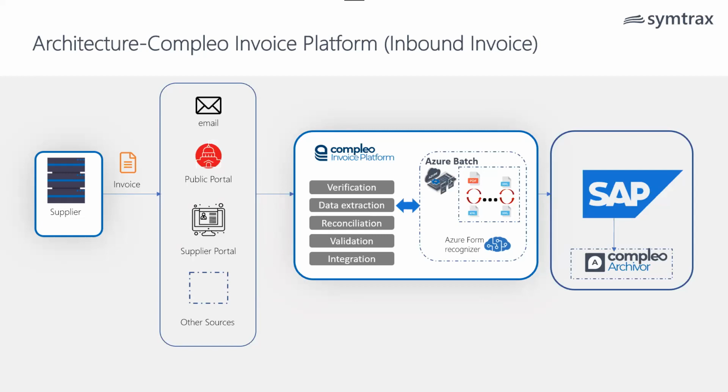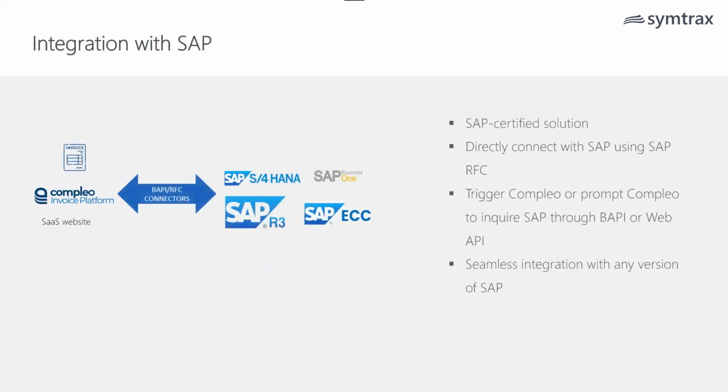Here you can see another module, that is Comblio Archiver, which is basically our archiving solution. So after processing the invoice, we can configure a workflow wherein the processed invoice can be archived in Comblio Archiver, and all the metadata tags, everything will be automatically configured so that the internal users can retrieve this document just by typing in some keywords. And also a link can be provided to external users so that they can access the document using that link. So this is how Comblio Invoice Platform can automate the end-to-end process.